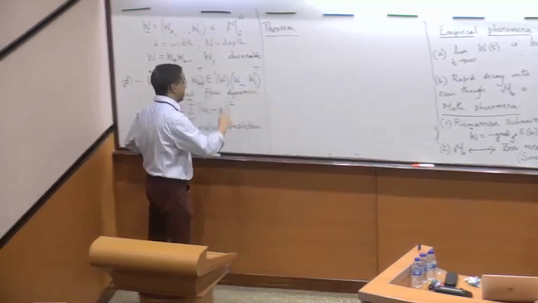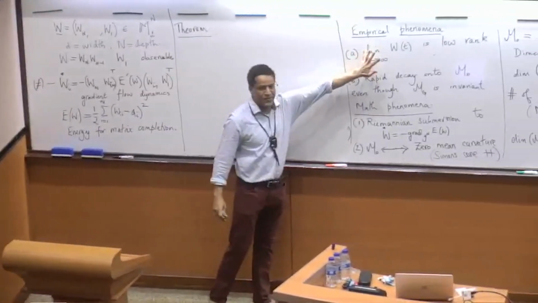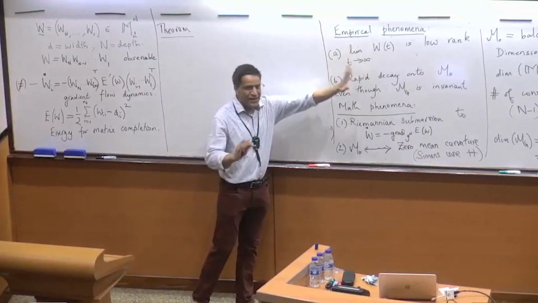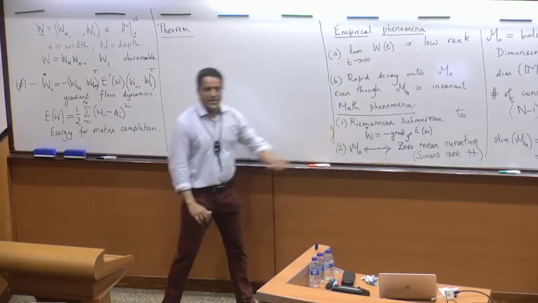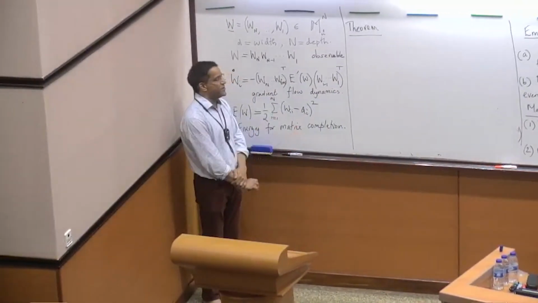Okay, so I'll come back to this theorem at the end of the talk. I want to give you two flavors. One flavor is the low rank stuff, which is related to these exact formulas. And then there's the exact decay and mean curvature fact, which will come from a different heuristic.